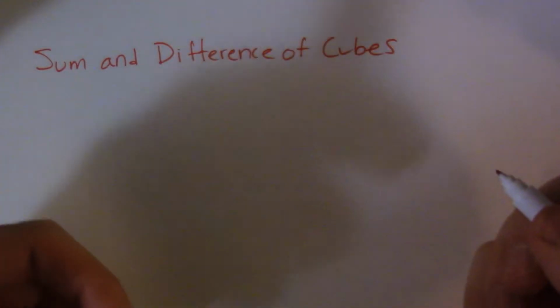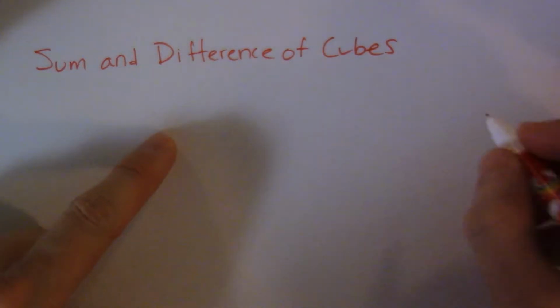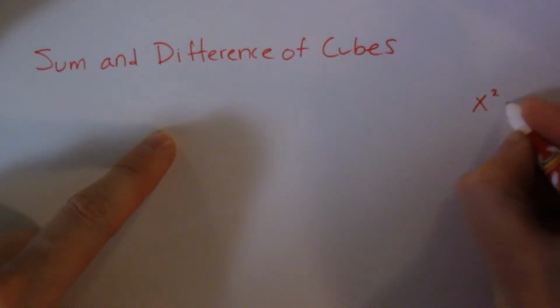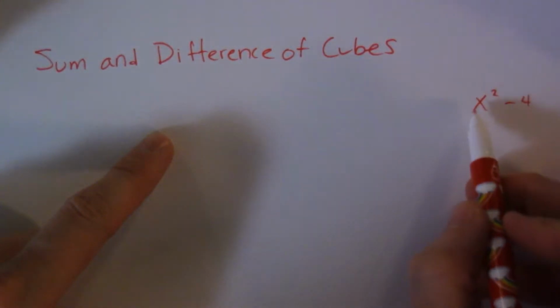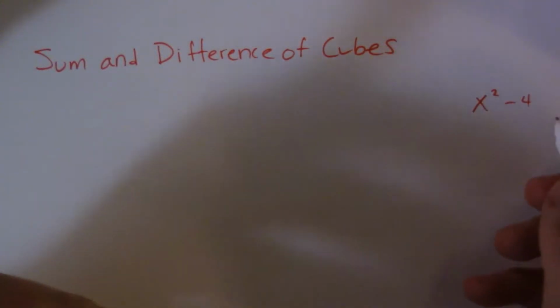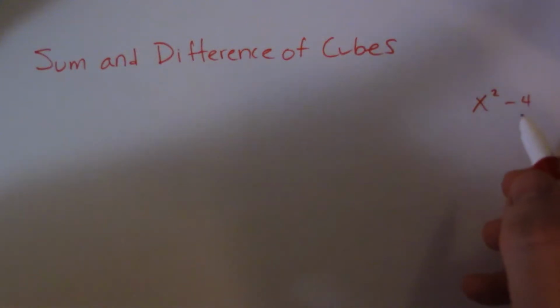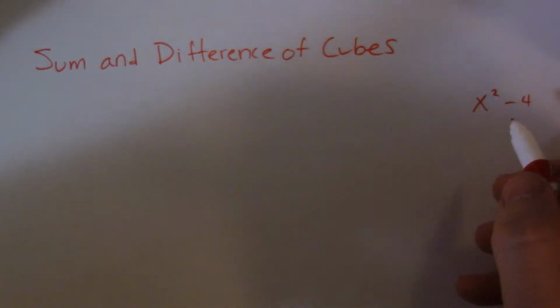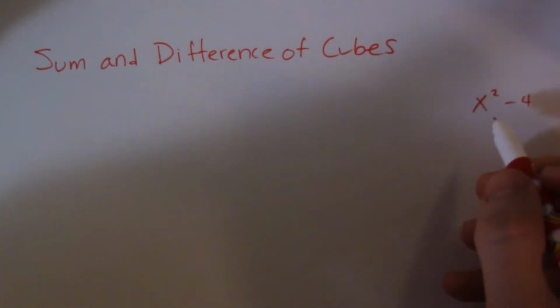Before we start that, you've probably seen difference of squares. Difference of squares is something like x squared minus 4. That's a perfect square minus a perfect square. Now, sum of squares, we don't deal with. It doesn't exist, right? It does exist, but it's not factorable.